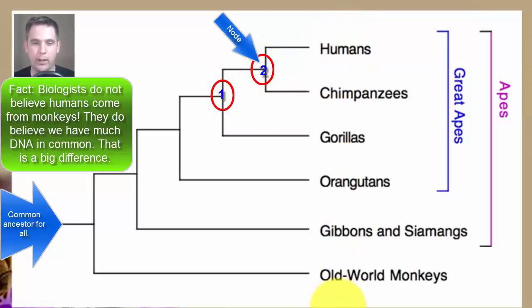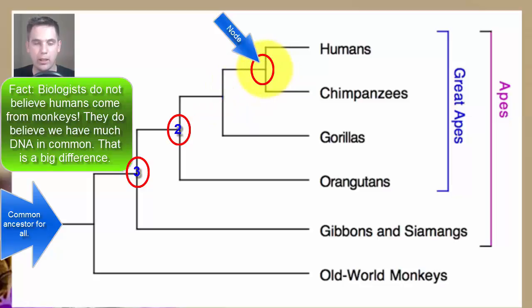That's why you can't just count the tips, because you might think gorillas are closer to chimpanzees than they are to humans, when in reality, gorillas are just as far related from chimpanzees as they are from humans. They share the same percentage of DNA with both, because gorillas are 2 nodes away from both of them. Gorillas are 3 nodes away from gibbons and siamangs. So that's why we know that gibbons and siamangs are more closely related to this common ancestor right here and old world monkeys than they are to gorillas, because we're counting the nodes.